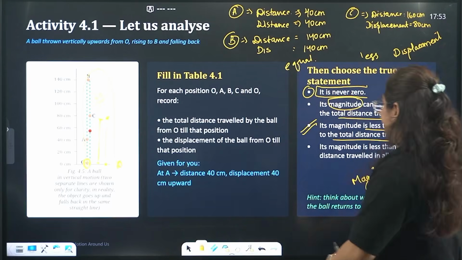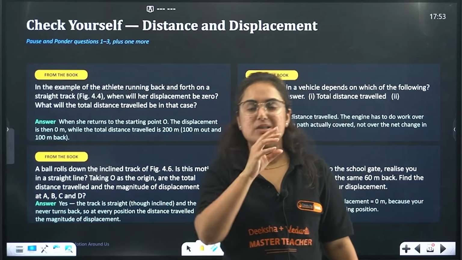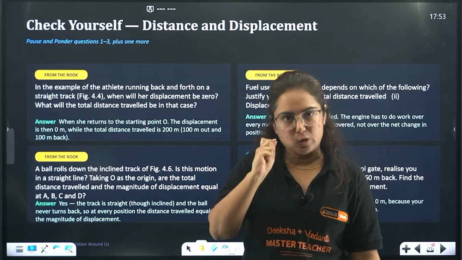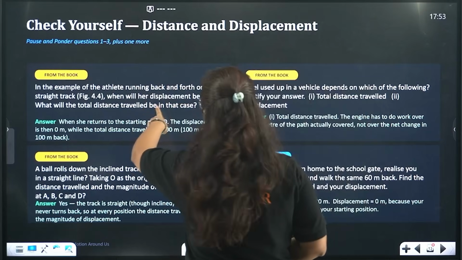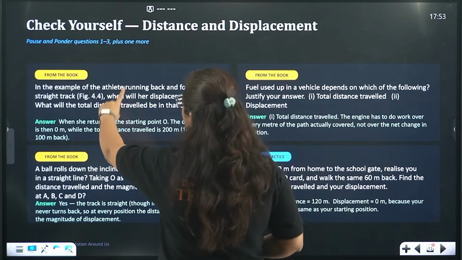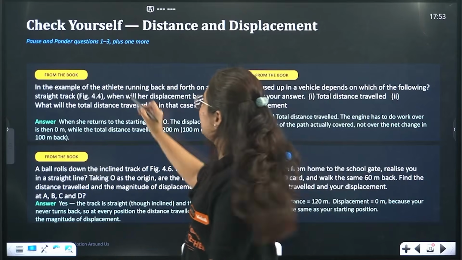Okay, let's move to the next one. Check yourself. There are a lot of questions given in your NCERT which we will solve today itself. The question is: in the example of an athlete running back and forth on a straight track, when will her displacement be 0? Why?